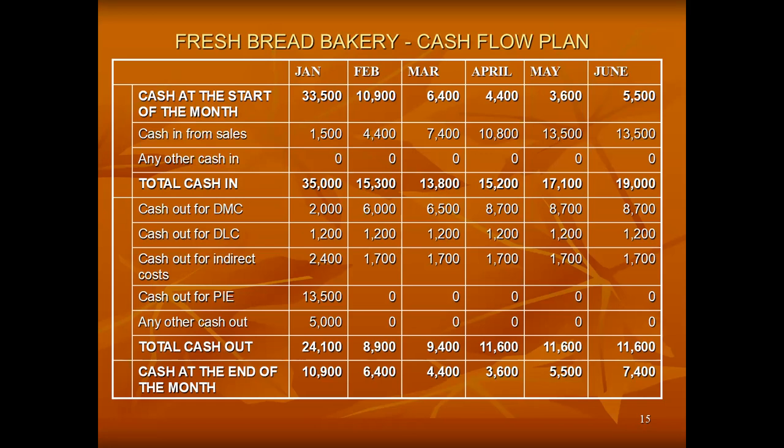And you can see that in January, we had 1,500 cash in from sales. Cash in from sales, 4,500 the next month. If you look at the money that was reinvested into the business, we had just 10,900. So the money you reinvest into your business may reduce because the business will start running itself at a time. And that's what your cash flow plan will show.